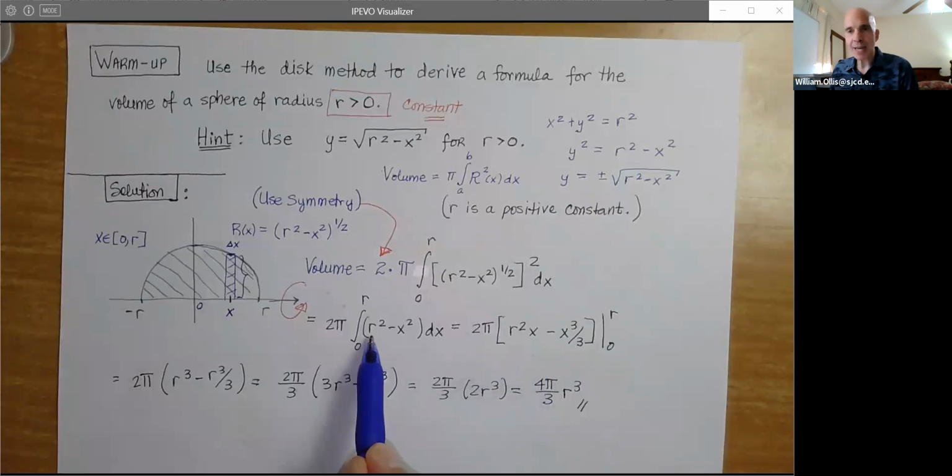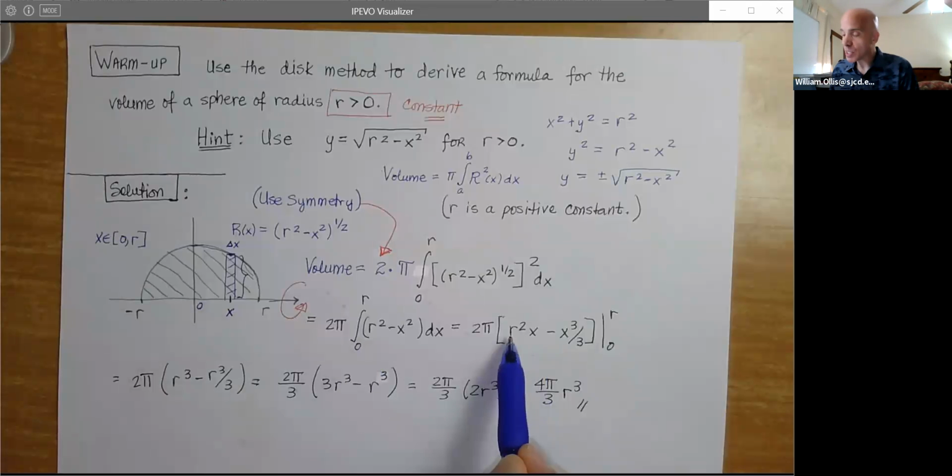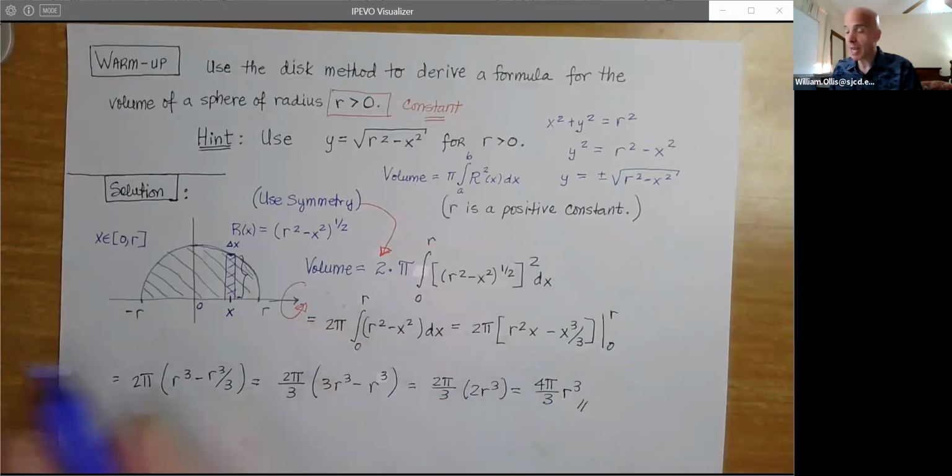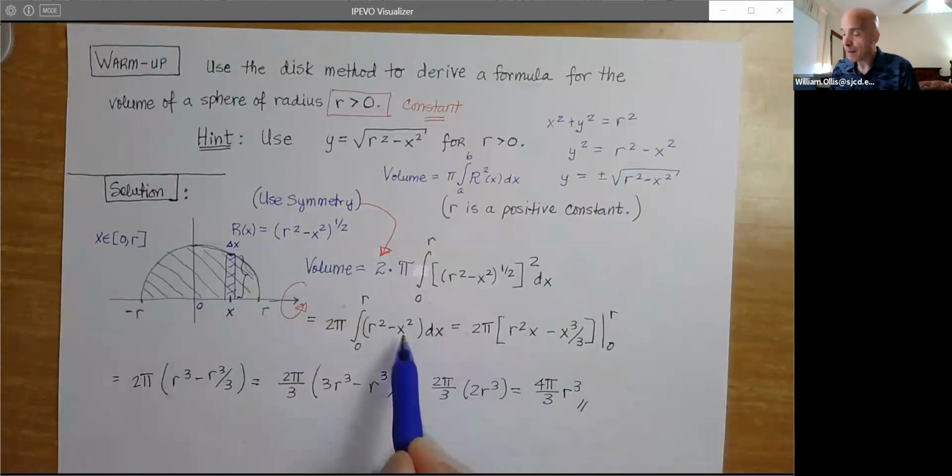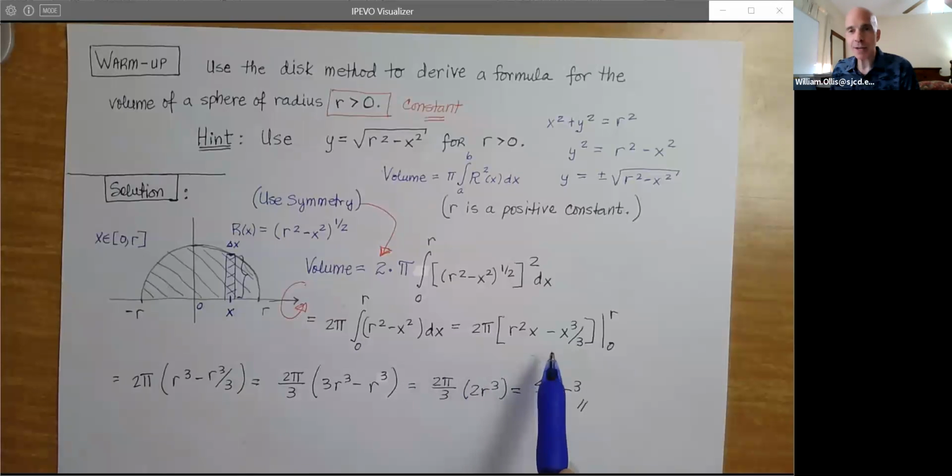So when we do the anti-differentiation, we just get r squared x. Very simple. Like if we have a 2, we get 2x. And then of course here we just add 1 and divide by the new power. So the antiderivative here is very straightforward. Now, of course, remember, we're going to integrate from 0 to r.